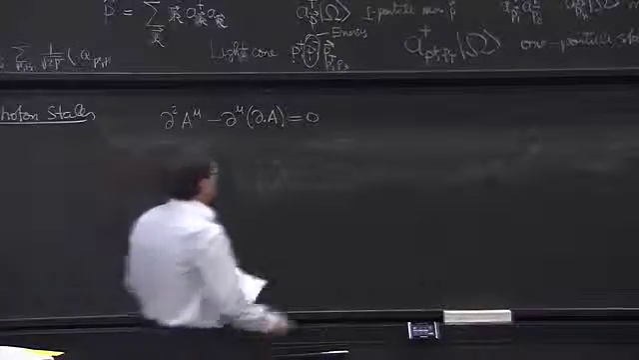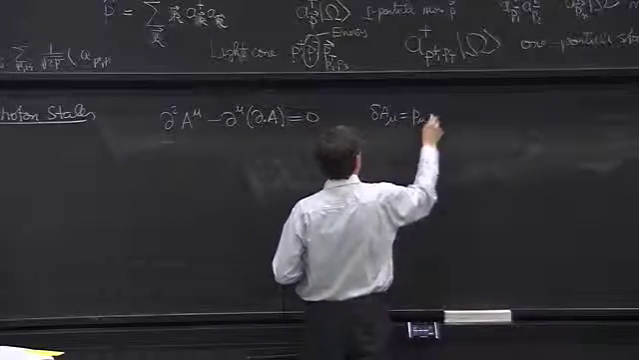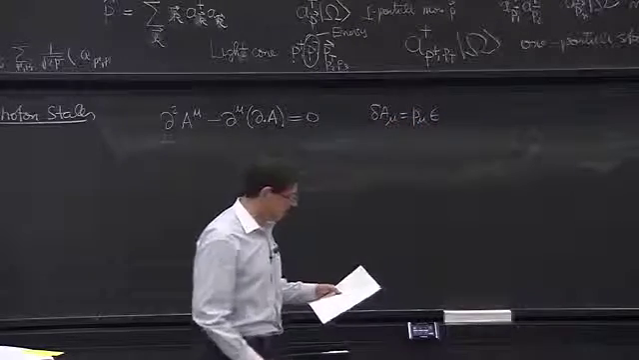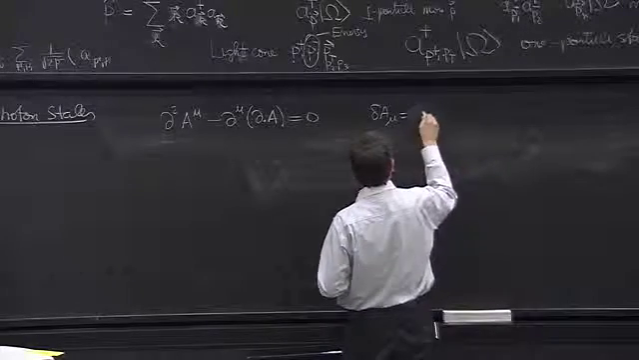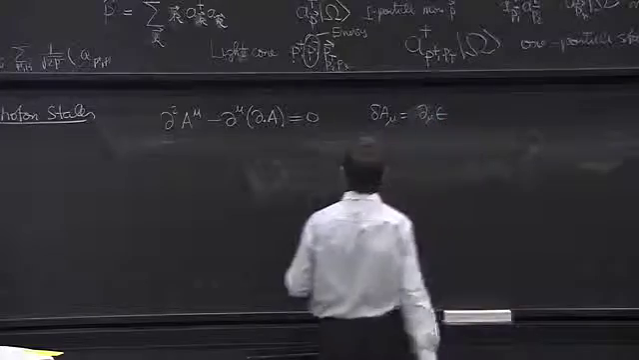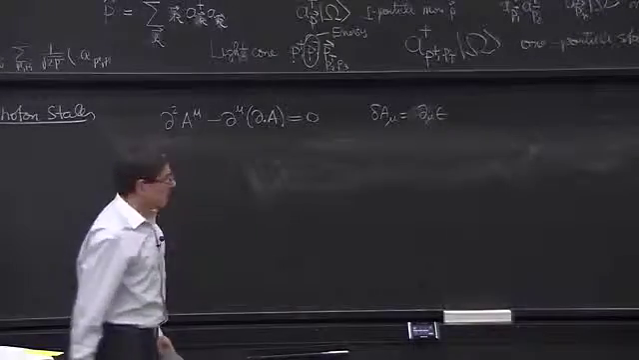And what is the gauge invariance? Delta A mu equals P mu epsilon. I'm going to still write the derivative, d mu epsilon. That leaves this equation of motion invariant.